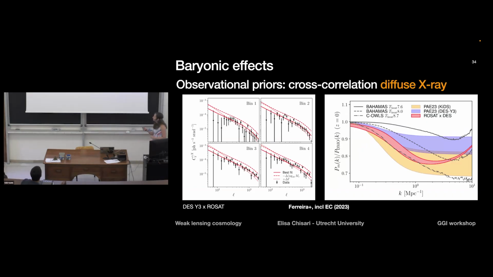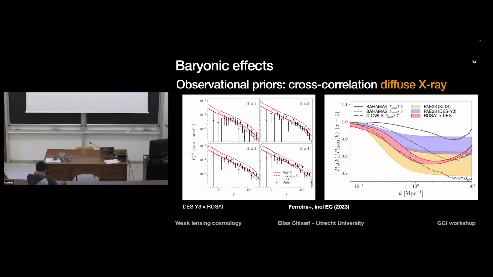Let's see. There are other ways that you can get observational priors. Some of the stuff that we've been doing is, for example, you can cross-correlate shear with the diffuse X-rays. So this is DES Y3 cross ROSAT. This is work by Tassia Ferreira from Oxford. And what you see here is that there's a lot of signal to noise in that cross-correlation. And then you can try to model this with some kind of halo model for the baryons, and from that, you can try to get the suppression.